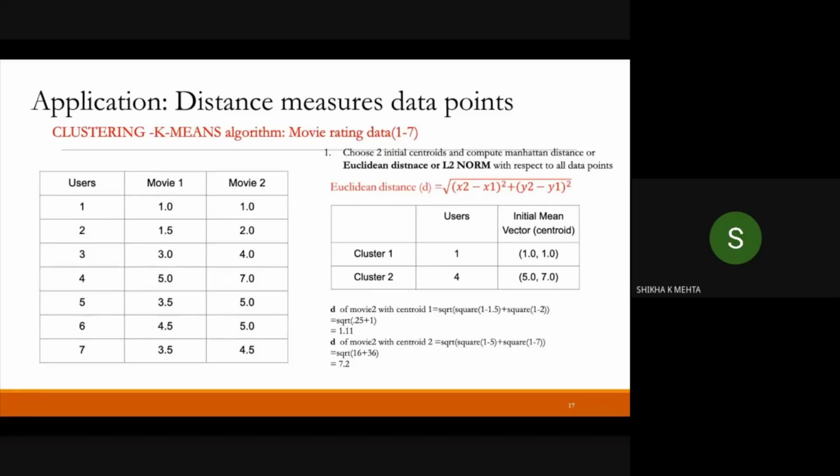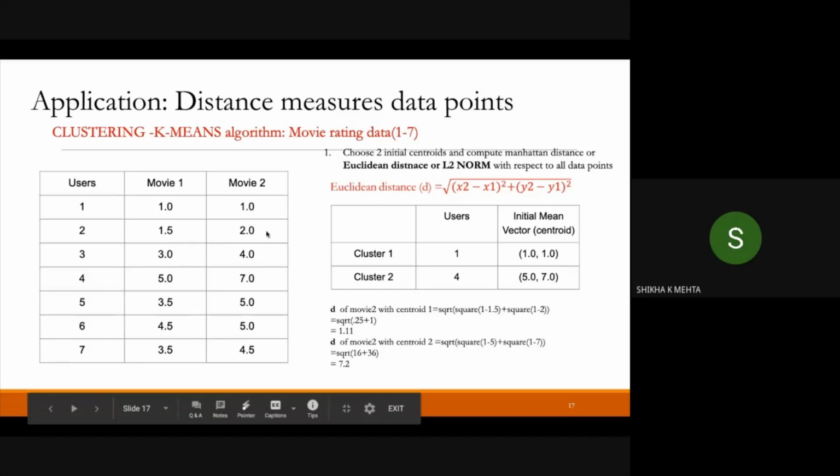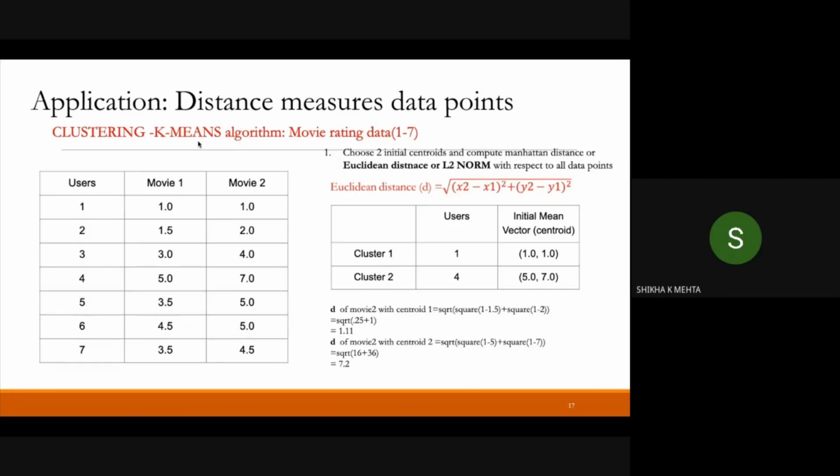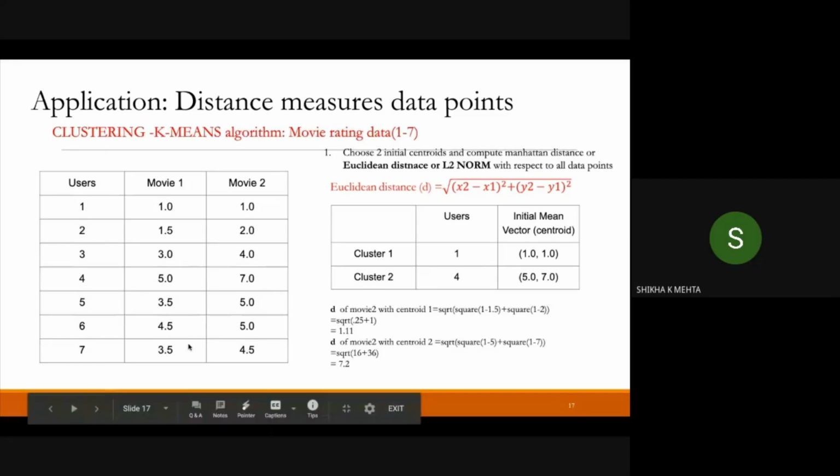But here, for the sake of understanding, we should know how things are applied and how we use them. So here I have given you one example. When we apply the k-means clustering algorithm, in k-means we take the average, and k is the number of clusters. Let's say the value of k is equal to 2 over here, which means we want to create 2 clusters. Initially we don't have any means. So what do we do? From the given data set, we randomly choose 2 users' data as the means.